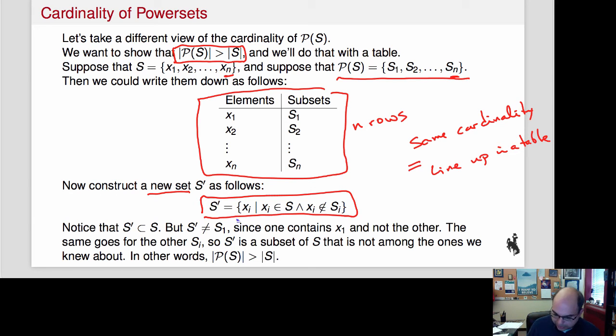What I'm doing is I find the set of all x sub i, so that x sub i belongs to S. So it's one of the elements of S, but x sub i actually does not belong to the set S sub i. So here is x2 and S2: if x2 belongs to S2, then x2 will not be in S prime, otherwise it will. Now this is kind of a tricky thing, so let me show you what I mean.